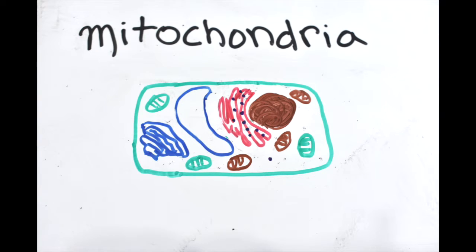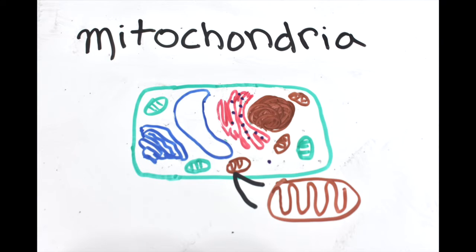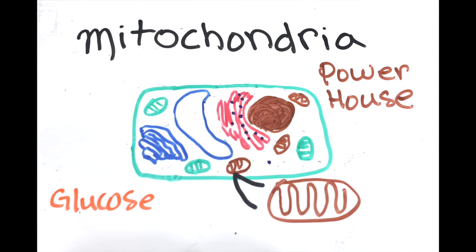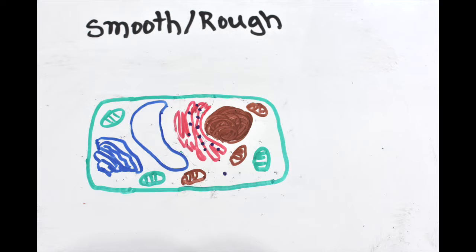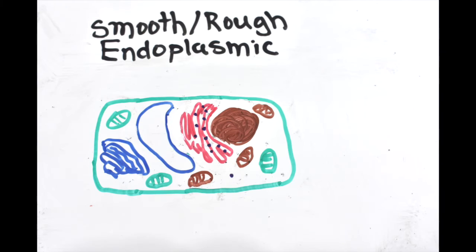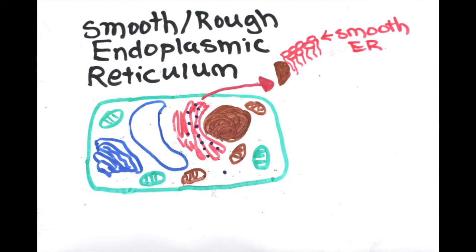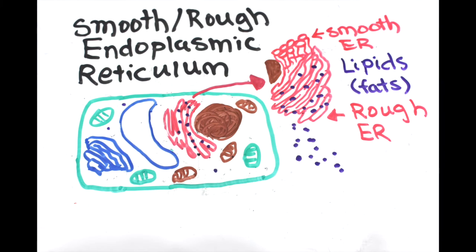Mitochondria is often called the powerhouse of the cell. Its main function is to perform cellular respiration, converting glucose to ATP energy which the cell can use to continue functioning. Now we have the smooth and rough endoplasmic reticulum. The smooth ER is largely associated with producing lipids, which are fats, while the rough ER, studded with ribosomes, is involved with the production, folding, quality control, and dispatch of some proteins.